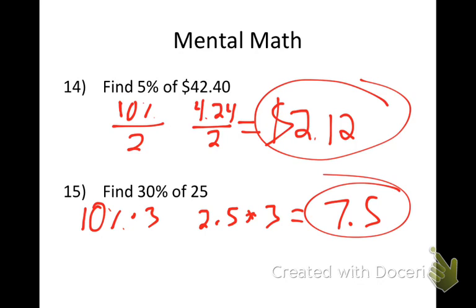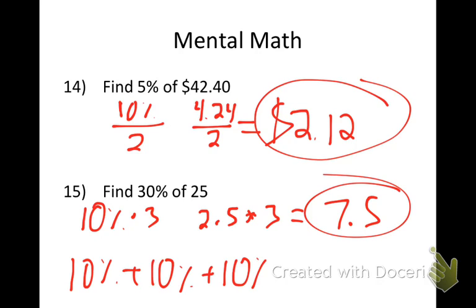And I get 7.5. Somebody earlier today was like, well, I just did 10% plus 10% plus 10%. Does that work? Yeah, that's still 30%. That's not as quick, but that's still 30%, right? Again, you can get to almost any percentage using the 10% rule. All you have to be able to do is multiply or divide, and you can get there.